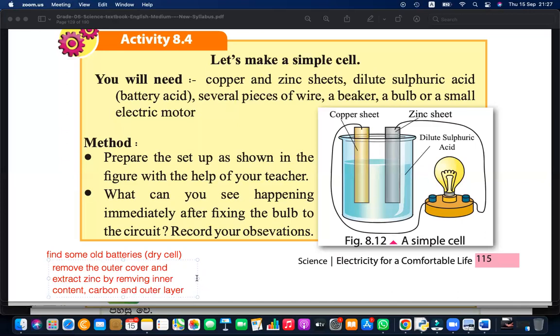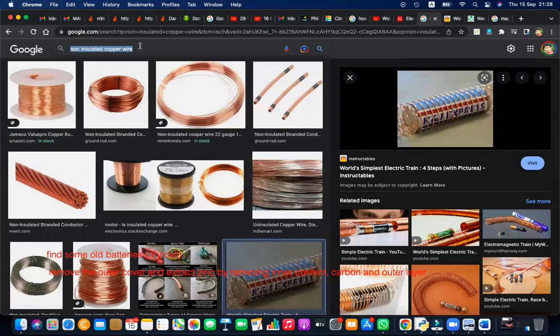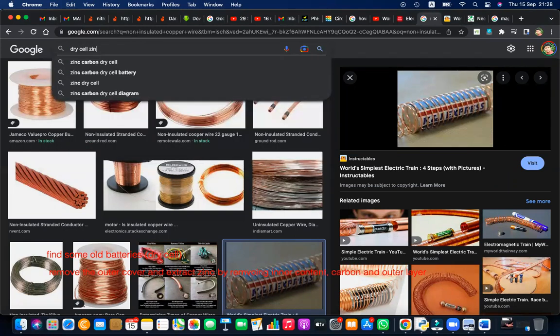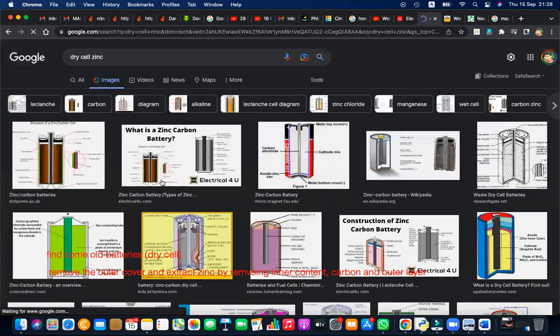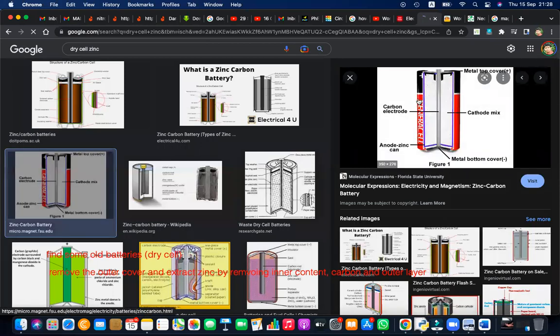So then you have to remove the cover. You can get the help of your parents to remove this, and you can get the zinc layer. The zinc layer is in the middle. Dry cells have zinc. So let's see here. There's a carbon. Here the anode is the zinc can, right? The anode is what you can see here. It is zinc.